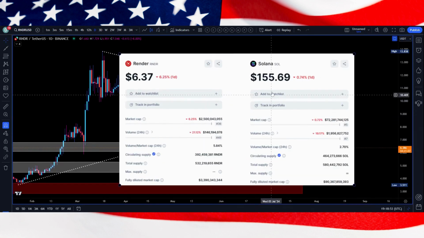Just kind of comparing Solana to Render, and the potential that Render has. You look right here at the total supply, basically the same. Render supply is slightly lower than Solana's total supply. You look at circulating supply, Solana has a little bit more on the market than Render does. You look at market cap, there's no comparison in the market cap, but that is the beauty of Render.